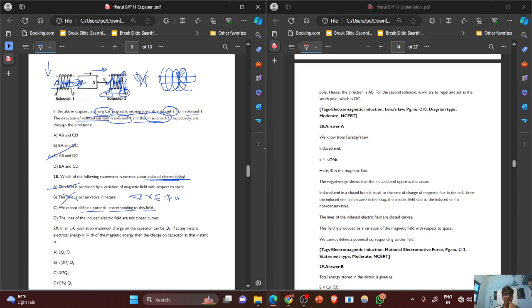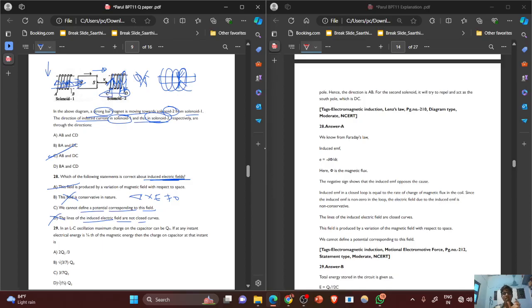It is asking about the correct statement. The lines of the induced fields are not closed. No, the lines of fields are closed actually. Induced electric fields, the lines are closed. And induced electric fields are not conservative in nature. But here, the original potentials we cannot define. We cannot define a potential corresponding to this field.